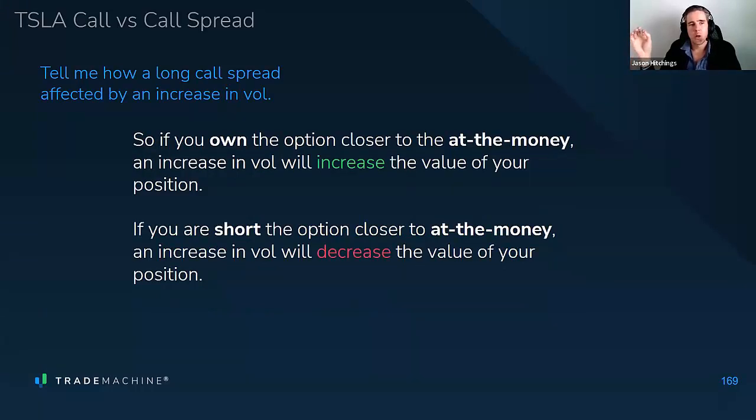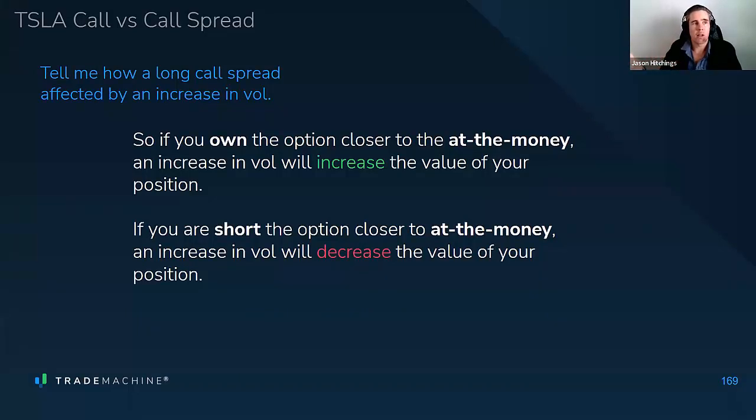If you own the option that's closer to at the money, then volatility will increase the value of your spread. And if you own an in the money spread, and the one you sold is closer to at the money, then an increase in expected volatility, implied volatility, will decrease the value of your position. But only right now, only if you want to exit the position now.